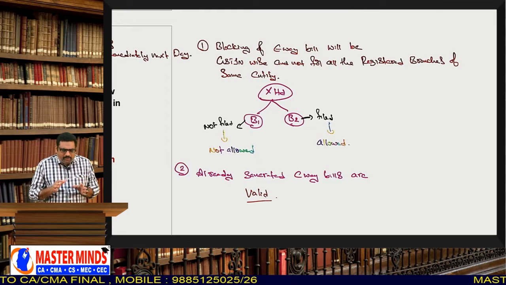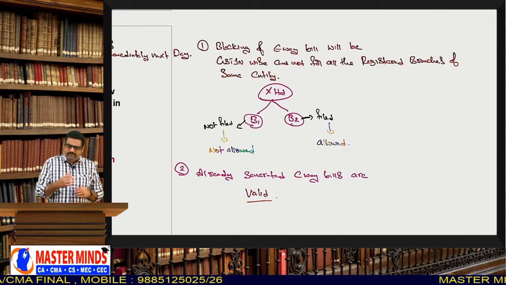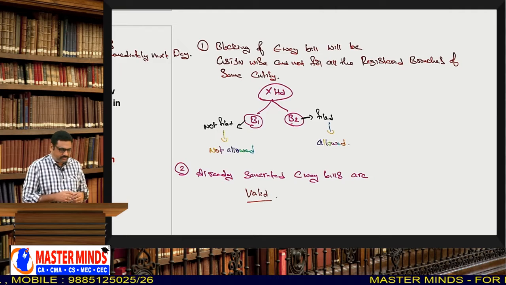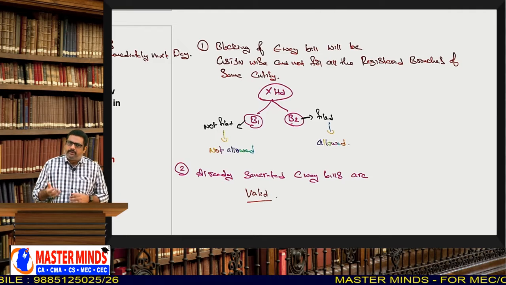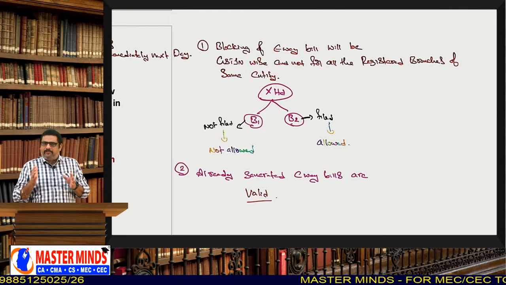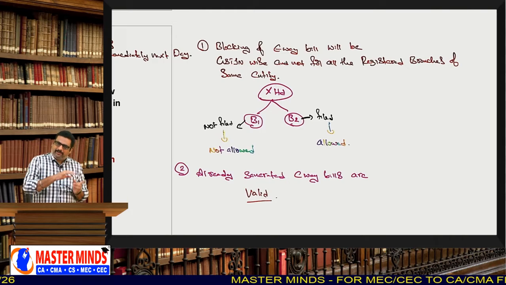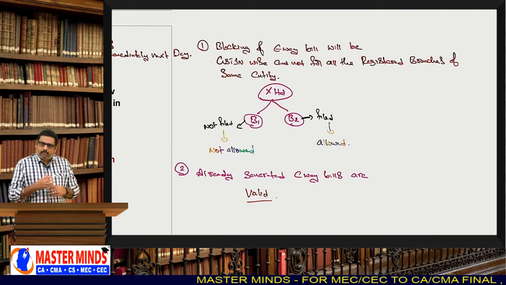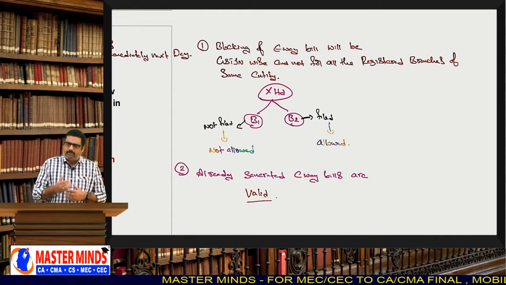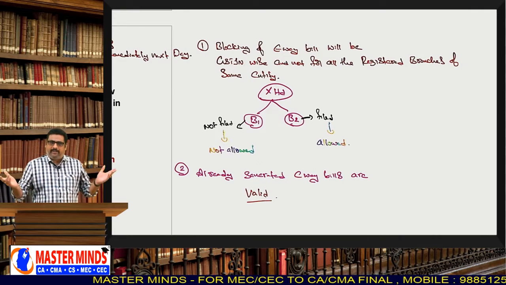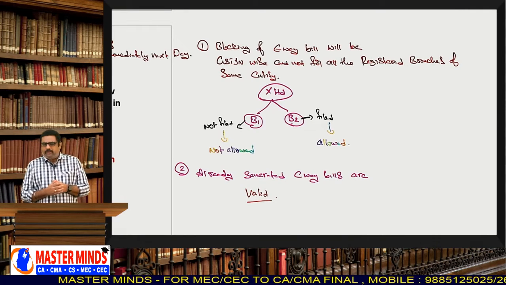So, blocking of EWAY Bill will be GST invoice-wise and not for all the registered branches of the same entity. If one branch has defaulted in filing returns, then that particular branch is not allowed to generate the EWAY Bill, and all the other branches which are filing their GSTR 1s and GSTR 3Bs regularly are definitely able to generate the EWAY Bill as usual.